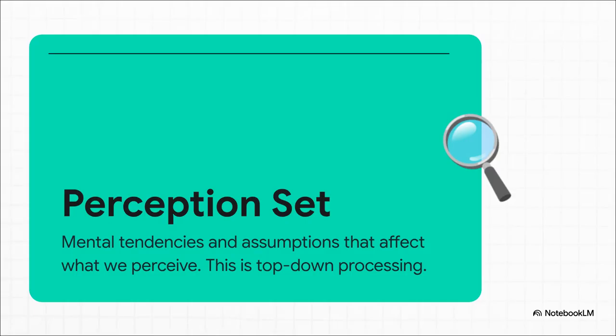Okay, but our brain doesn't just use these hardwired rules about shapes. It also leans heavily on our personal experiences. This is something called a perception set. It's basically all our mental shortcuts, our assumptions, and our expectations that directly influence what we perceive. This is that top-down processing we were talking about in its purest form.